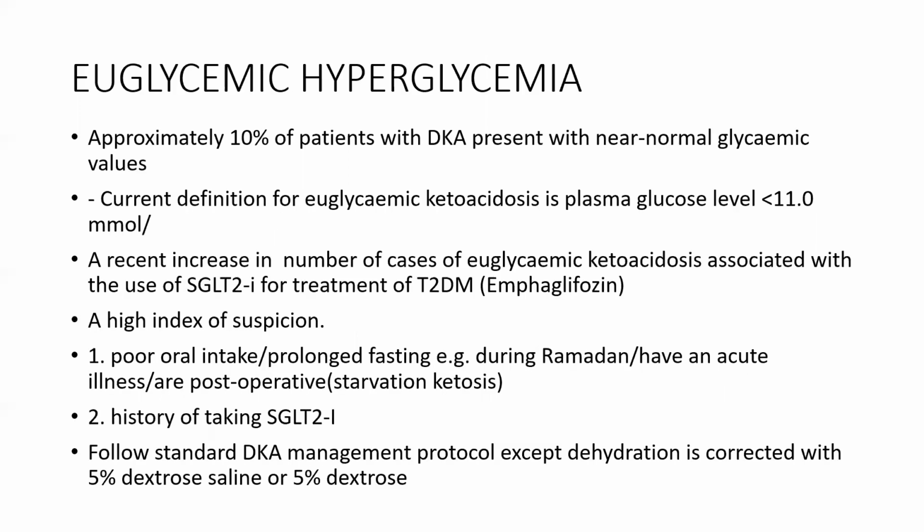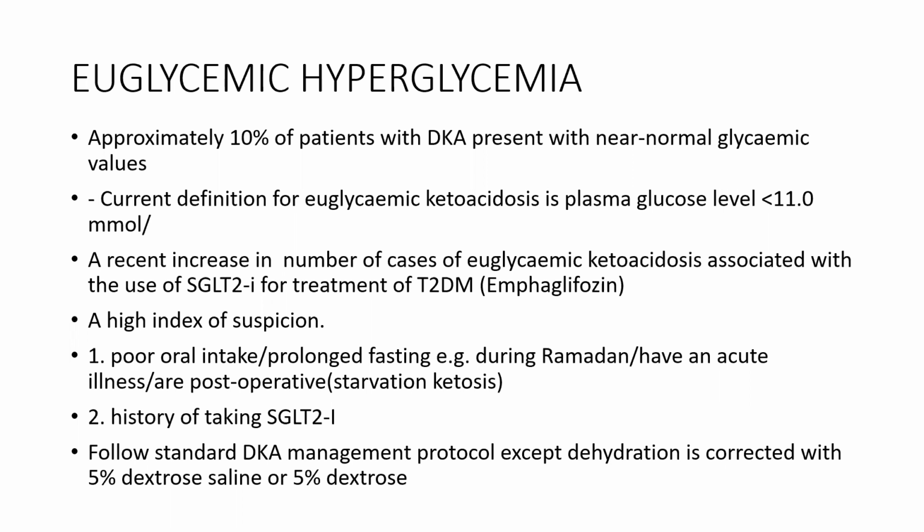So we move on to a little bit of subtopic, which is euglycemic ketoacidosis. Approximately 10% of patients with DKA present with near normal glycemic values. They are in ketoacidosis, but their plasma glucose level is less than 11, right? So that's the current definition of euglycemic ketoacidosis.